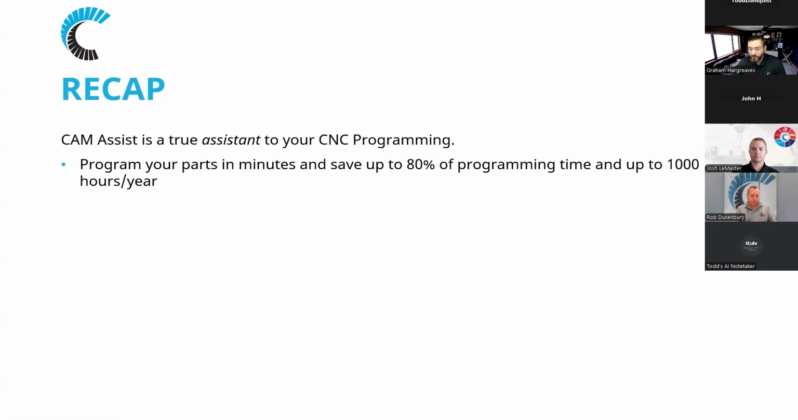So now we're just going to recap. CAM Assist is a true assistant to your CNC programming. You can program parts in minutes. You just saw it. I think one of the other things that I don't think Rob mentioned was when he's demoing this, he just turns it over to the programmer that he's talking to. Just say, hey, you try it out, you do it. And it's truly that simple.